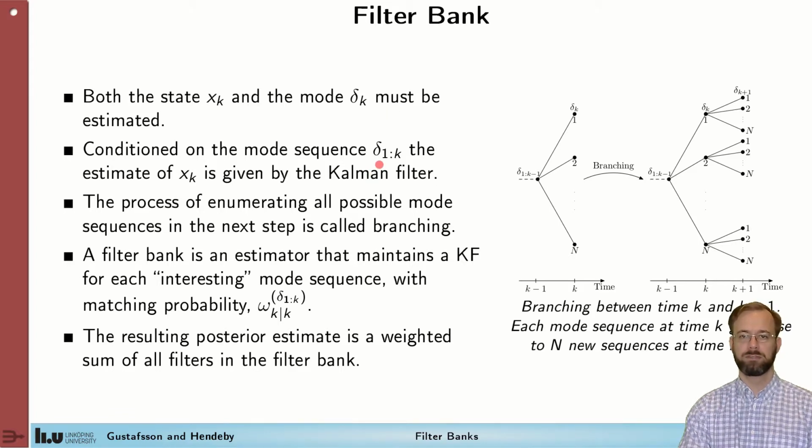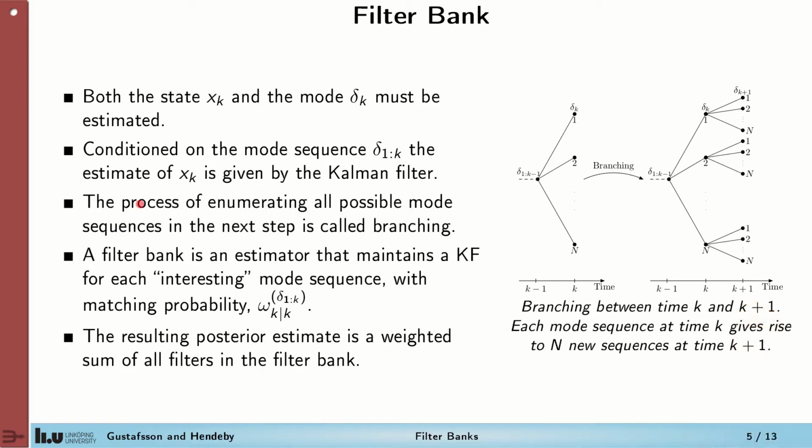We also know that conditioned on the sequence of modes through time, we can apply the normal Kalman filter to get the solution. What we'll do is to actually try to enumerate all possible mode combinations or sequences over time, and then compute the Kalman filter solution to each of them. And this enumeration is illustrated here to the right.